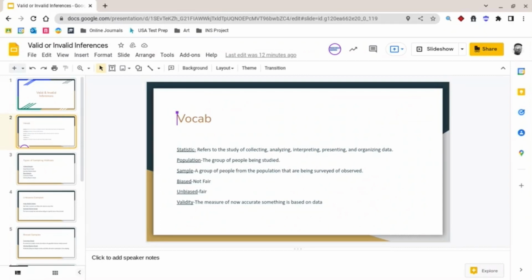Two terms that go together in terms of surveys are biased and unbiased. Biased means not fair and unbiased means fair. And validity is the measure of how accurate something is based on data.